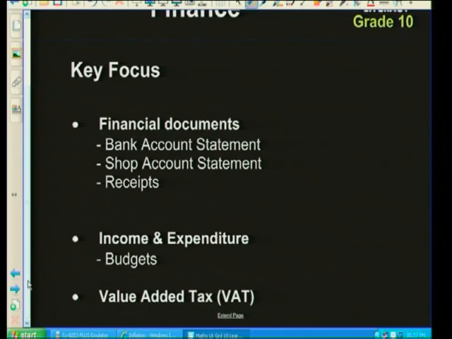Finally then, we're going to end off the session by looking at some value-added tax, or as we know it, VAT. Okay? What does VAT mean? What does it entail? How do we calculate VAT? All that sort of thing. So that is the program for today. I hope you're going to enjoy it. And on that, let's get started.